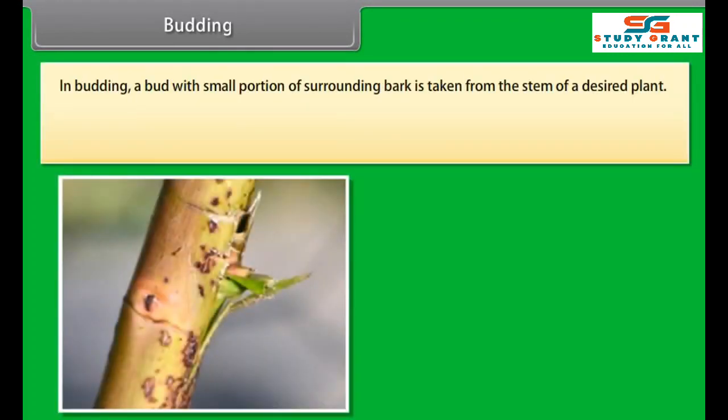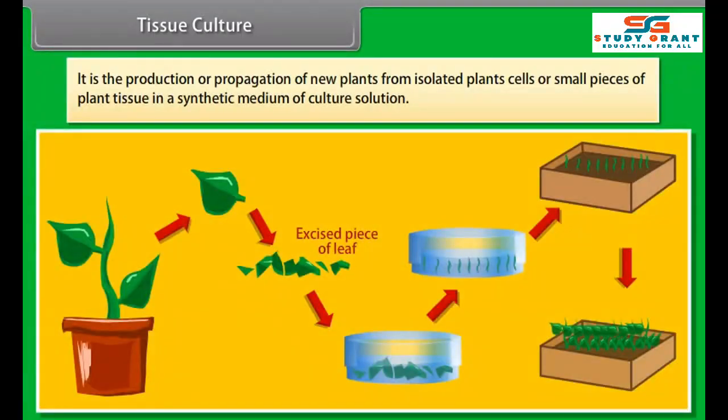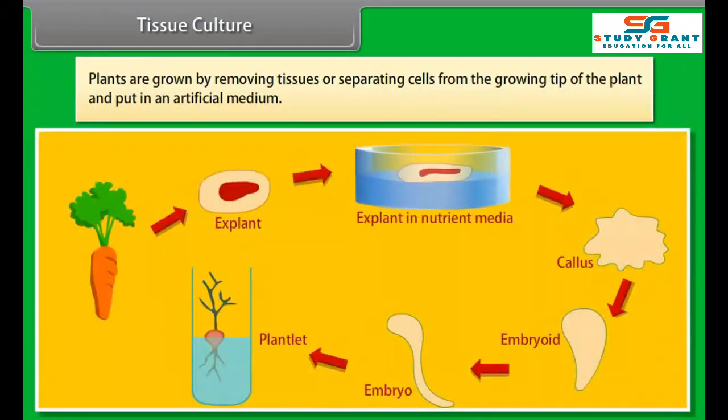Artificial vegetative propagation. Gardeners and horticulturists have developed various methods of artificial vegetative propagation. Some common methods are cutting, layering, grafting, budding, and tissue culture. Cutting. A cutting is a separated portion of root, stem or leaf which is buried partly in moist soil.